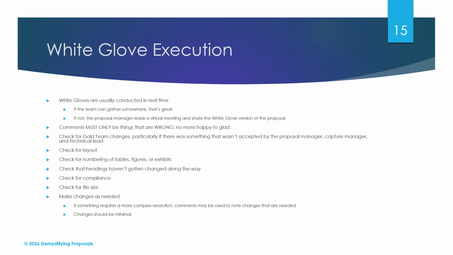So what you might want to do is have everybody in a conference room, or what you might do is a virtual meeting with everybody on the phone in whatever system you use, Zoom or Google Meet or Teams or whatever, and you project the white glove version of the proposal and you walk through it so that you can show people exactly what the proposal is going to look like.